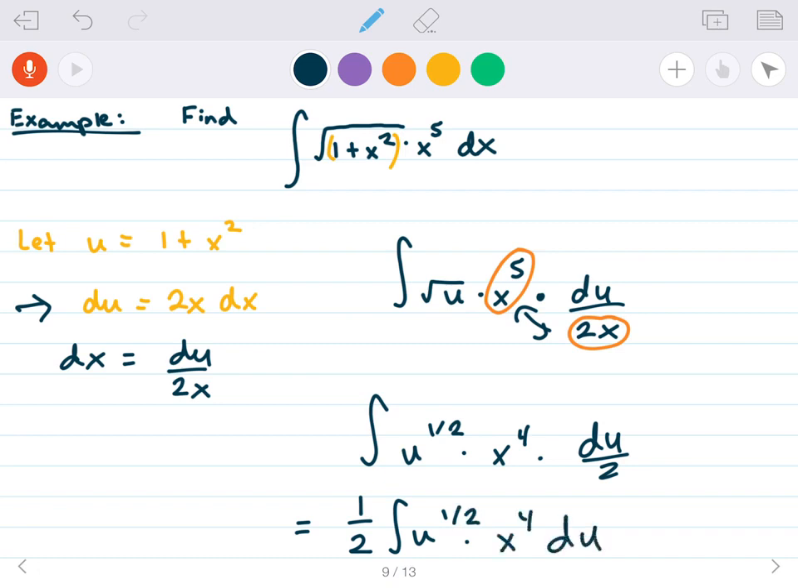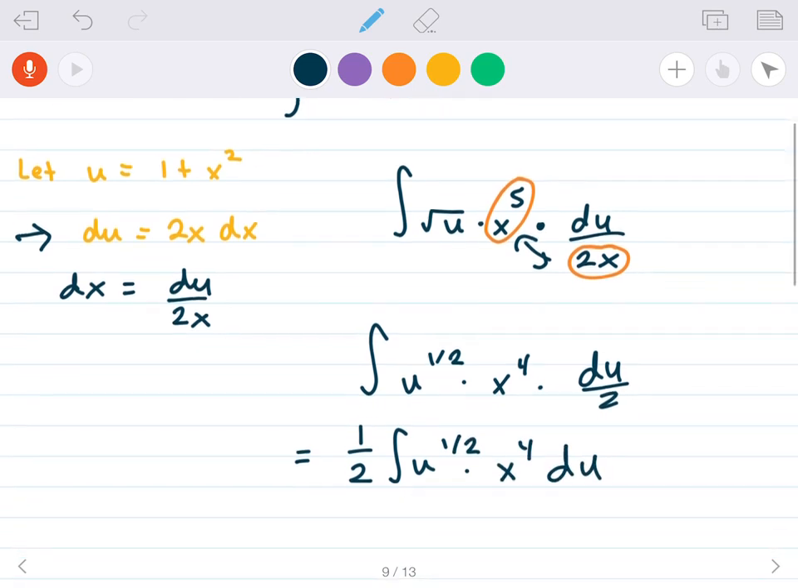Now, there's a problem. The problem is that this is not in terms of u. I want to be in one variable before I integrate. So the next thing you want to look at is, can I somehow write x to the 4th in terms of u? Well, let's go ahead and try to get an x to the 4th in it by using algebra.